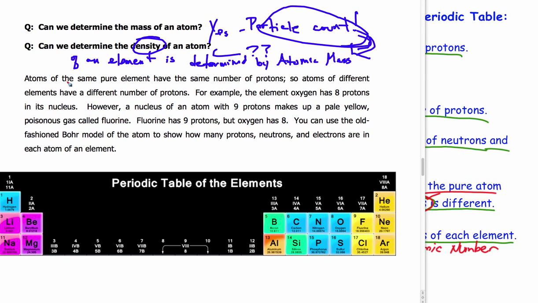Atoms of the same pure element have the same number of protons. And atoms of different elements have a different number of protons. Okay? So you need to put a star by these. If you don't understand this, listen to some of these videos again, go over it. If you still don't understand it, say, Mr. Woods, can you talk to me about this? Can we do something with our hands that will help us to understand this?